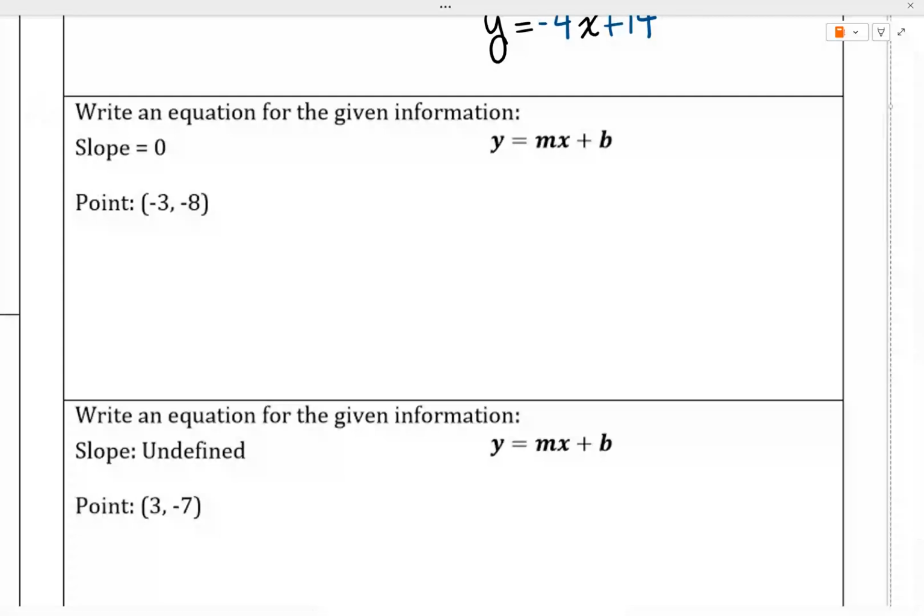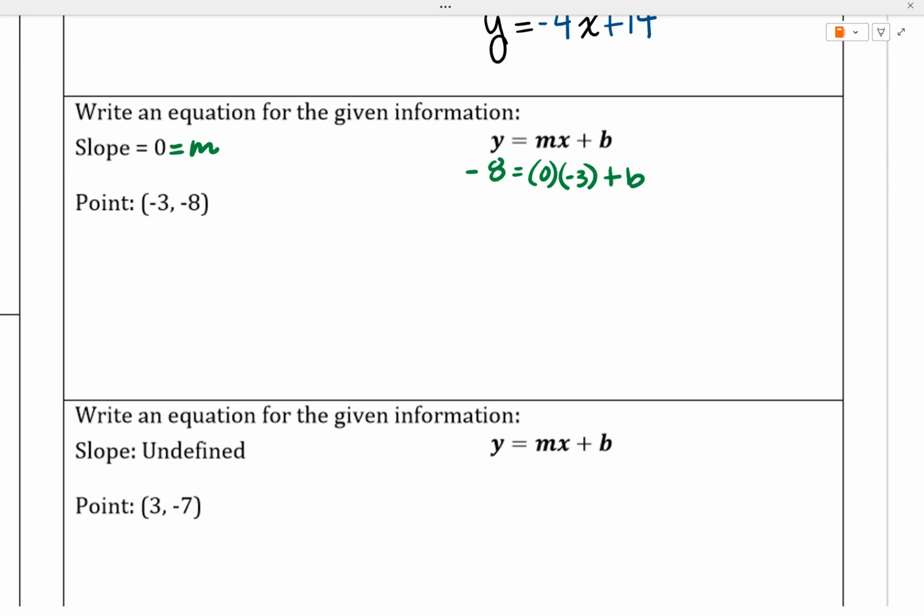All right, our last two examples are kind of special cases. So if we look at the information that's provided, we have a slope of 0, meaning our m is 0. So if we plug in m as 0 and our point here, which is (-3, -8), we have -8 equals m, which is 0, times x, which is -3, plus b.